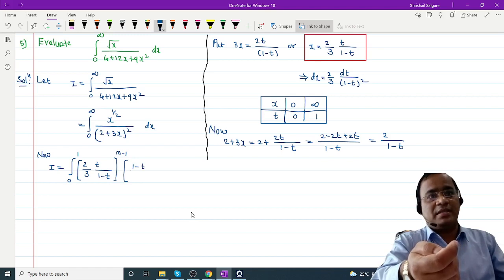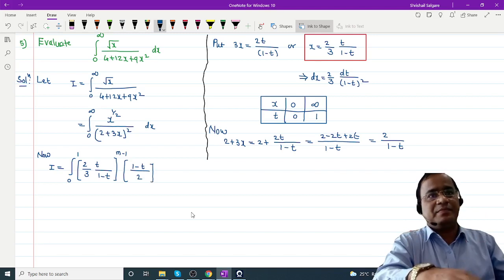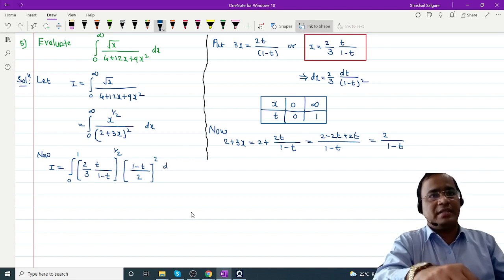1 minus t. I think I made a mistake somewhere, I will correct it. Can anyone rectify it? Raised to 1 by 2. Yes, it is raised to 1 by 2. It is raised to 2 because already I have taken the reciprocal, and dx is nothing but dt into (1 minus t) square. Now from this I will take 2 by 3 outside, integral 0 to 1.